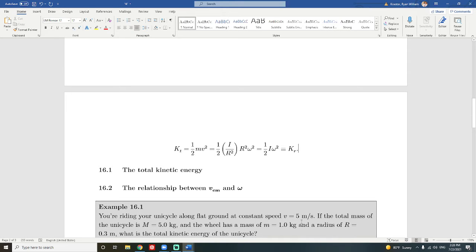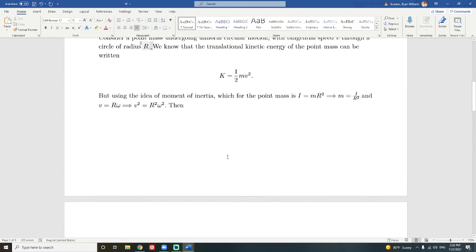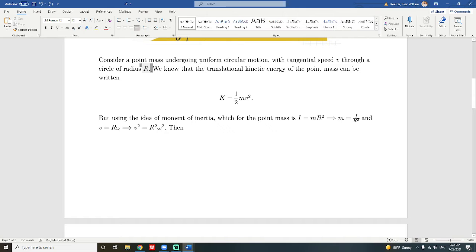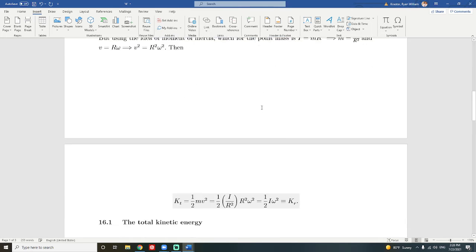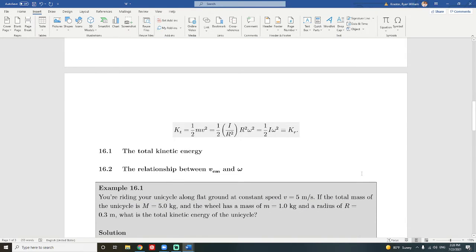And so I want to just say right off the bat that this thing that we're thinking about is a point mass, right? And a point mass, by definition, cannot spin about its own axis because it has no extension in space. It just occupies a single point. So for a point mass, we see that the translational kinetic energy can simply be expressed as a rotational kinetic energy.